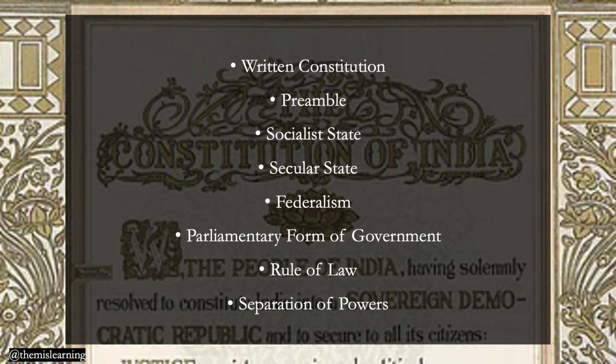The federalism which is envisaged in the Indian constitution is very much different from the very concept of federalism as stipulated under the US Constitution. Further, we are providing a parliamentary form of government. We have the rule of law, and we are also talking about separation of powers.